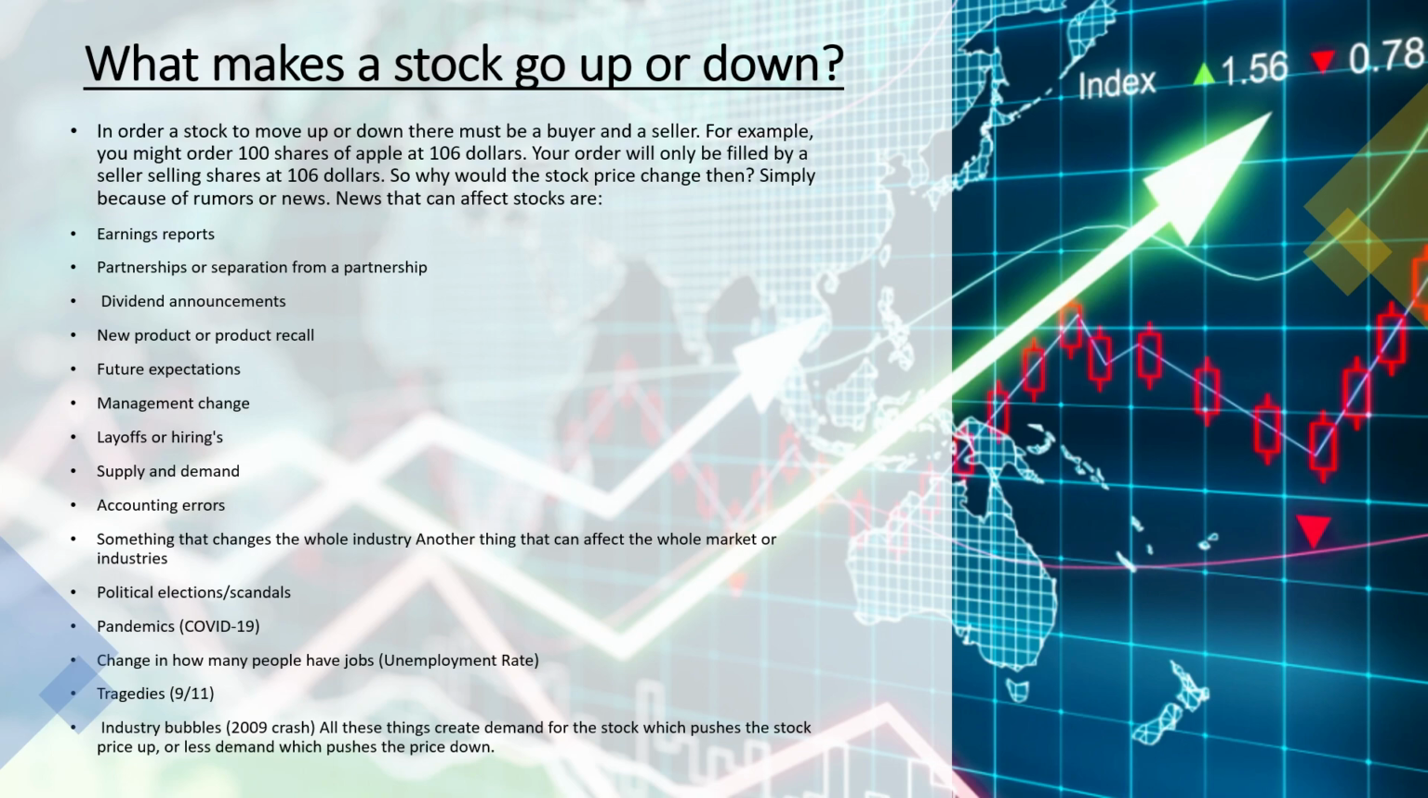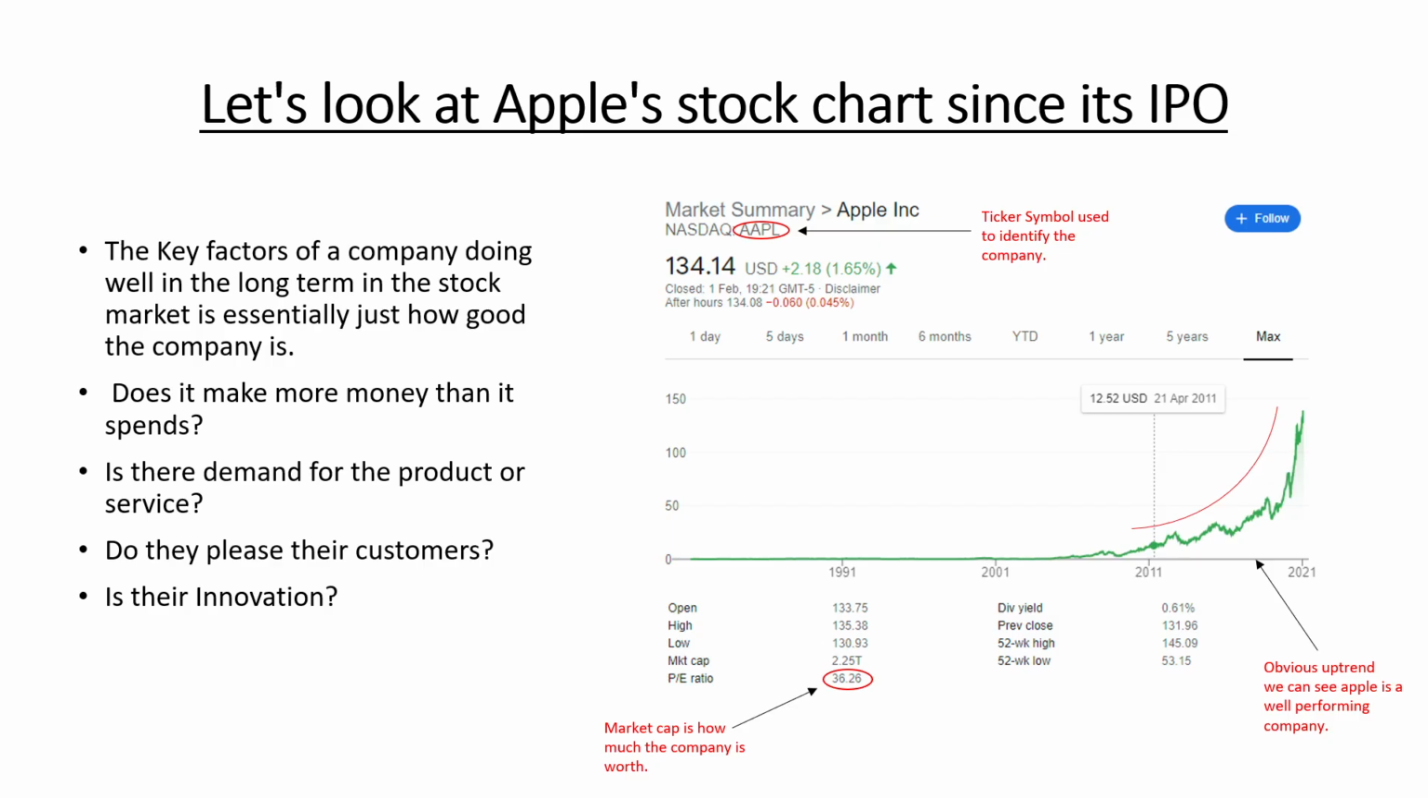So for example, in 2009 there was a crash, and these create demand for the stock, which also pushes the stock price up, or if there's less demand, it will push the price of the stock down. So let's look at Apple stock chart since its IPO. IPO is initial public offering. This is when a company is just released into the stock market.